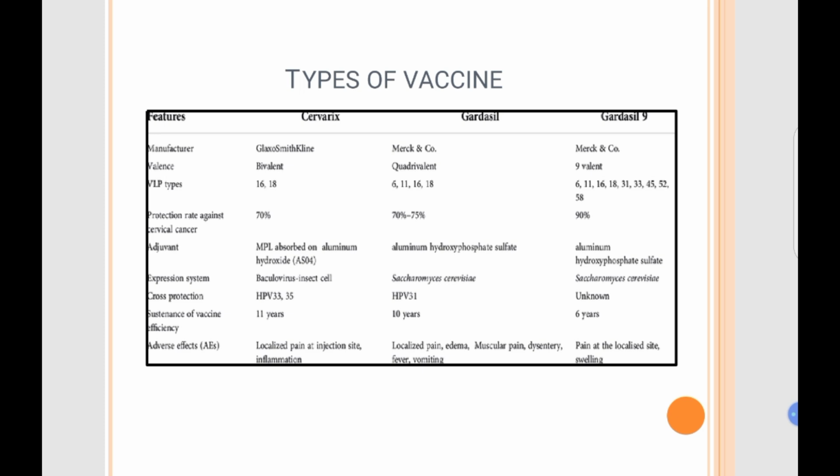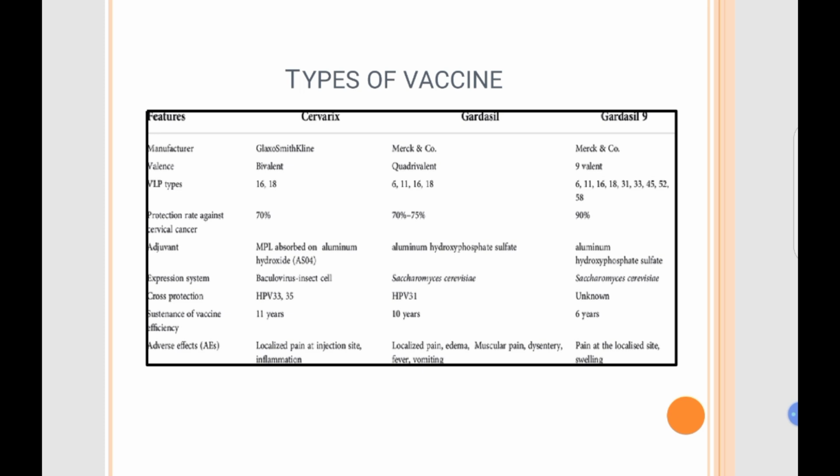There is a cross protection by Cervarix against HPV 31 and 45. For Gardasil, it is cross protection against HPV 31. However, cross protection against other strains is not known for Gardasil 9. Coming to the vaccine efficacy, it is 11 years for Cervarix, 10 years for Gardasil and 6 years for Gardasil 9.